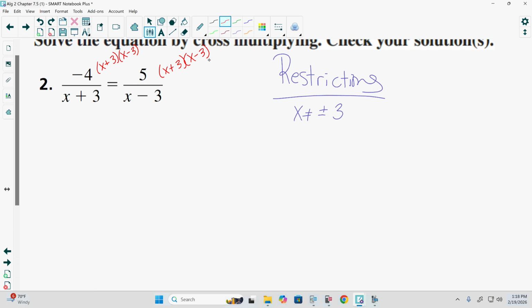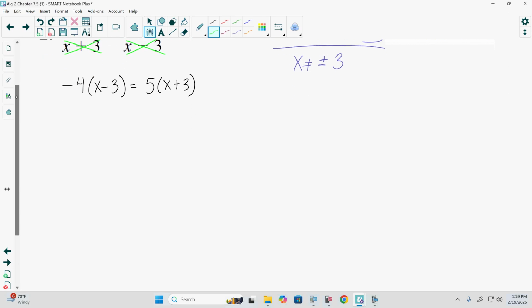Now, I haven't mentioned it up to this point, but since the denominators don't factor, we don't have to factor at the start. But if they do factor, we need to factor them first. But this here, the x plus 3 and x plus 3 would cancel, leaving me with negative 4 times x minus 3. On the right-hand side, the x minus 3 and x minus 3 would cancel, leaving us with 5 times x plus 3. Now we need to solve.